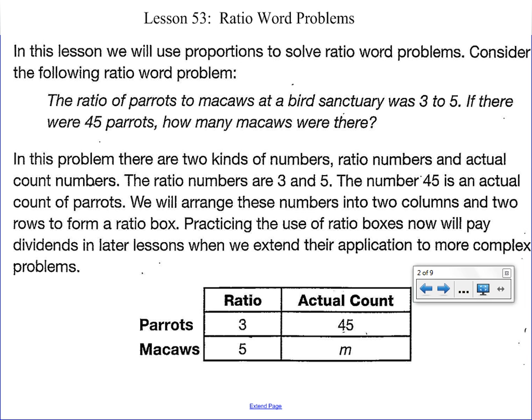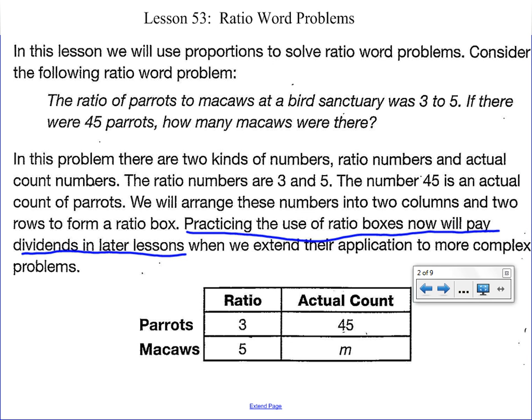In this problem, there are two kinds of numbers, ratio numbers and actual count numbers. The ratio numbers are 3 and 5. The number 45 is an actual count of parrots. We will arrange these numbers in two columns and two rows to form a ratio box. Practicing the use of ratio boxes now will pay dividends in later lessons when we extend their application to more complex problems.